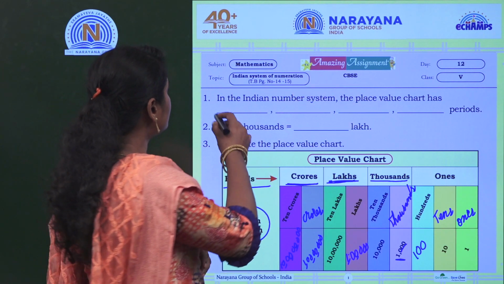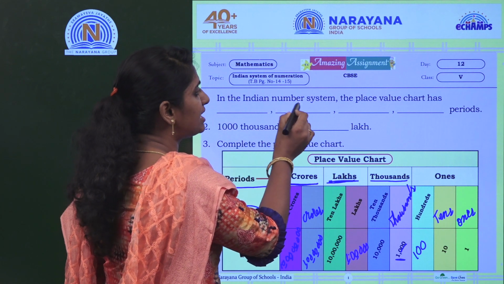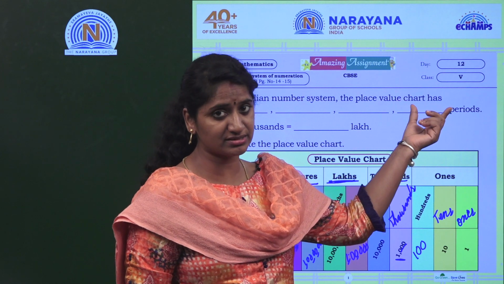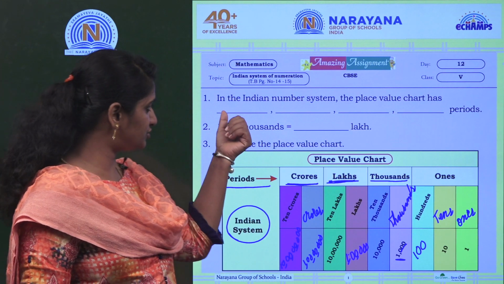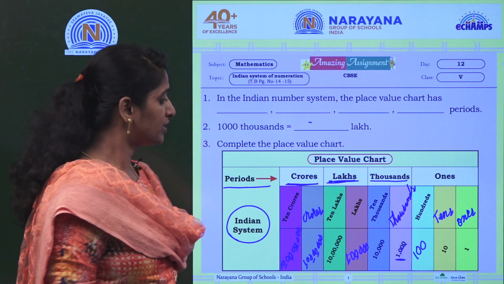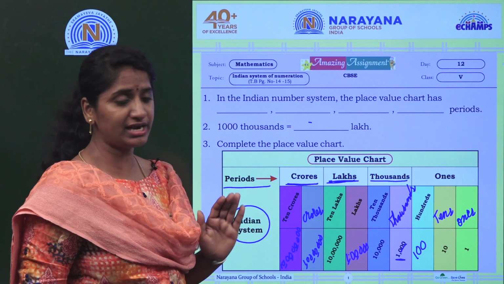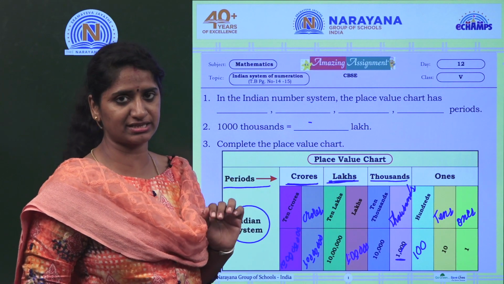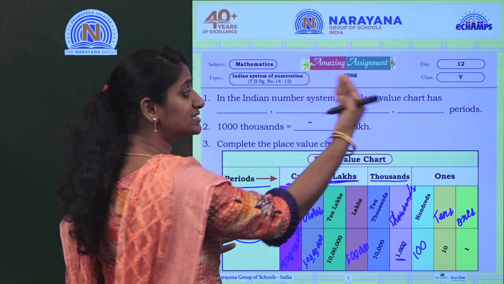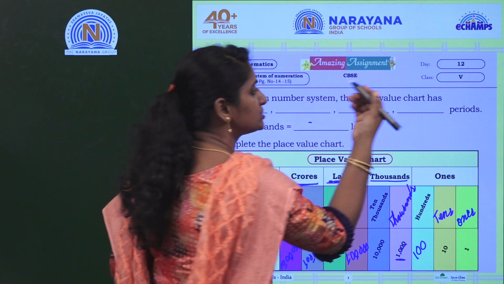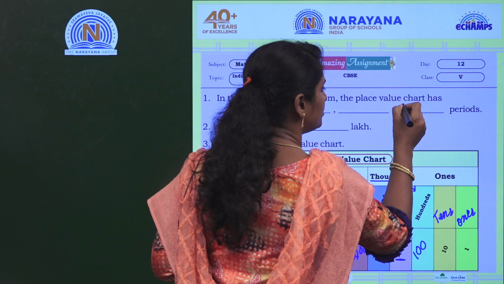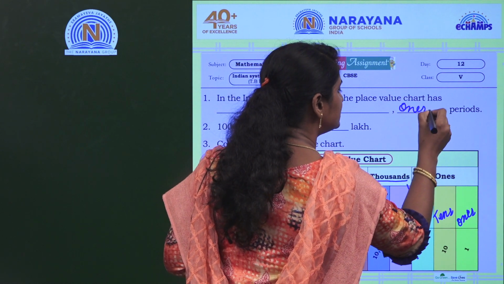Okay. The question number 1. In the Indian number system, the place value chart has dash and dash and dash and dash periods. So you can check in this place value chart, and according to this you can fill these blanks. We will start always from the right side of our periods, from the right side to the left side. So the first period is nothing but what period? Yes, ones period. You just write here ones period.